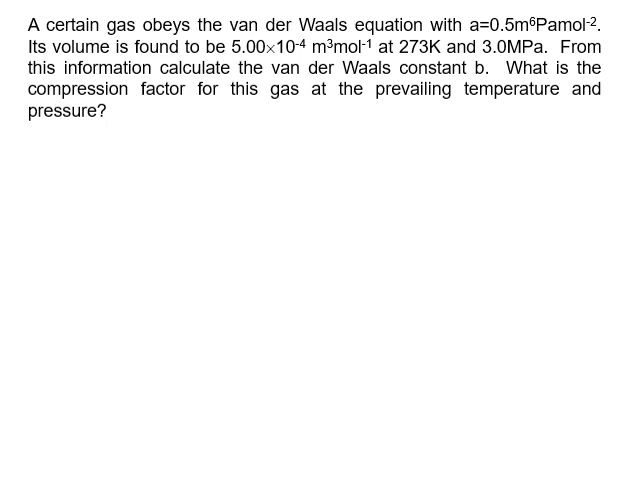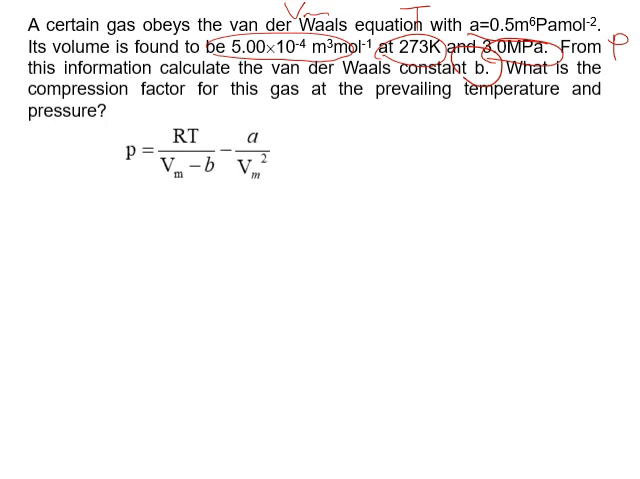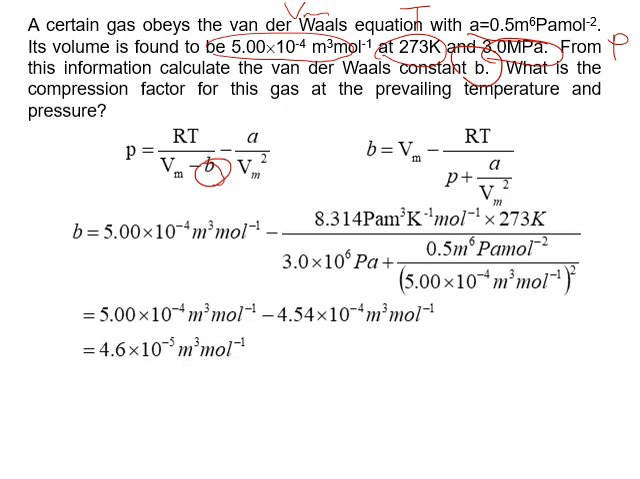Question number 3. A certain gas obeys the Van der Waals equation. a is given. Molar volume, temperature, and pressure are known. So it asks you to calculate b. Okay, so you start with the Van der Waals equation, and you need to calculate b. So modify the equation, and plug in all the data. So b can be calculated.